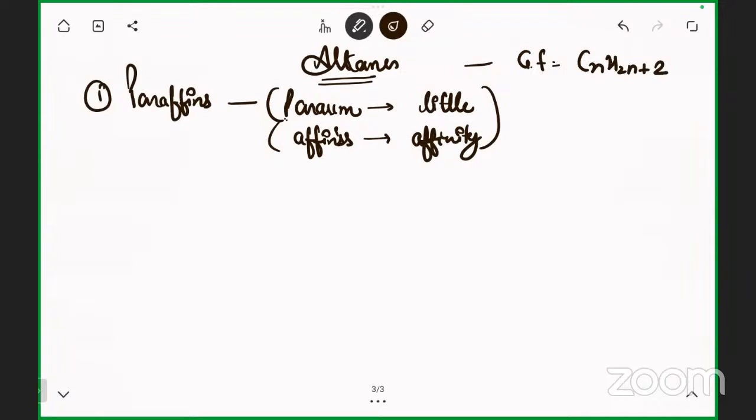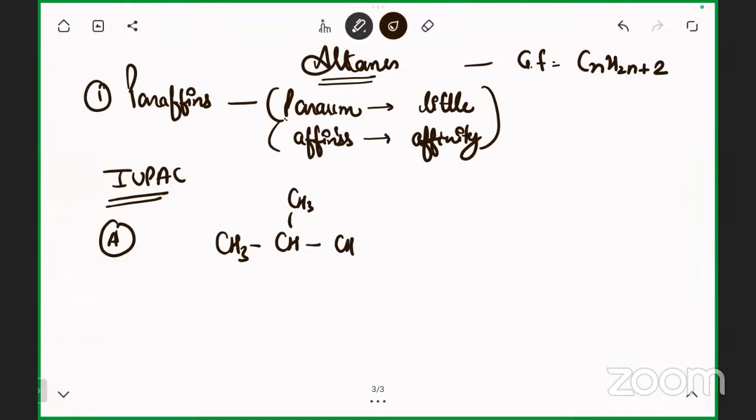Okay, let's start with the IUPAC. IUPAC we have done, so we'll not concentrate more on it. We'll do two to three examples only. First example I'm giving you, you have to tell me the answer, because we have spent a lot of time on the IUPAC and if you still cannot do it, then it doesn't make any sense to take a class.